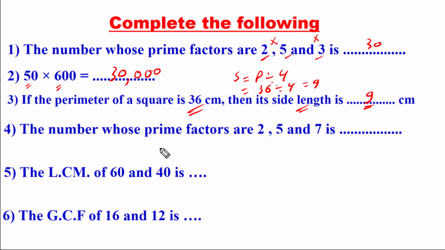Number 4, the number whose prime factors are 2, 5 and 7. To find this number, just multiply the 3 factors. 2 times 5 equals 10. 10 times 7 equals 70. Number 5, the LCM of 60 and 40.